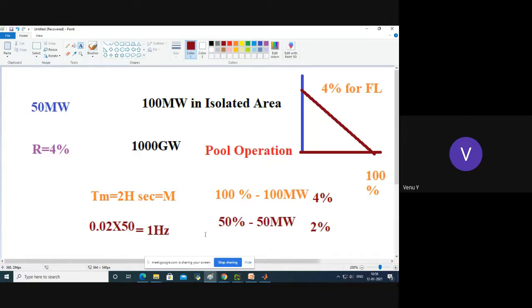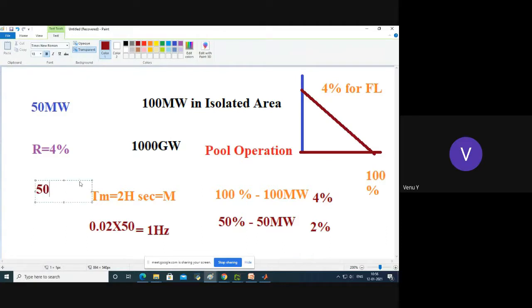Whereas in pool operation, many of the generating plants are connected and the areas are connected together. What is the percentage? 50 megawatts by 100 gigawatts. Therefore, approximately it is zero variation. There is no change in frequency. Therefore, we are going for pool operation.